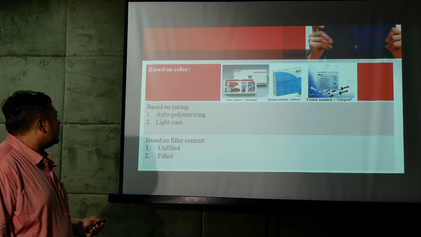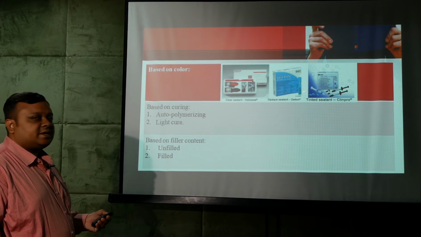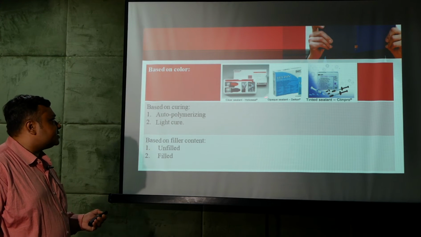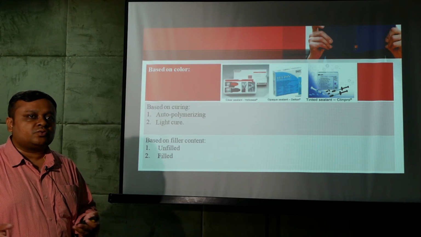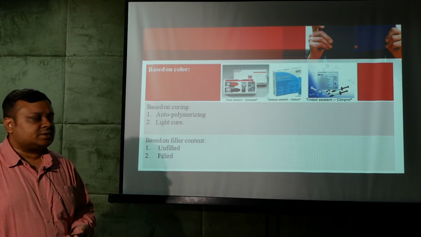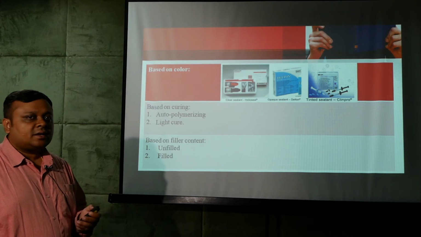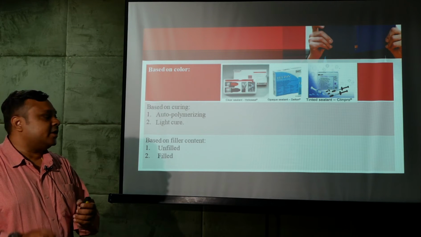Based on the color, they are divided into clear sealants, opaque sealants and tinted sealants. Clear sealants are the sealants which after curing become clear to the tooth structure. Opaque sealants appear different from the tooth structure. And tinted ones are a bit in between, that is not opaque, not clear, they are tinted.